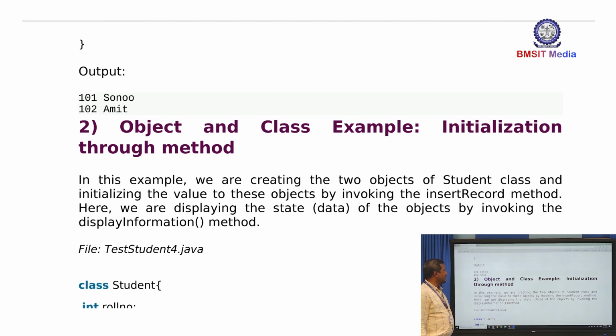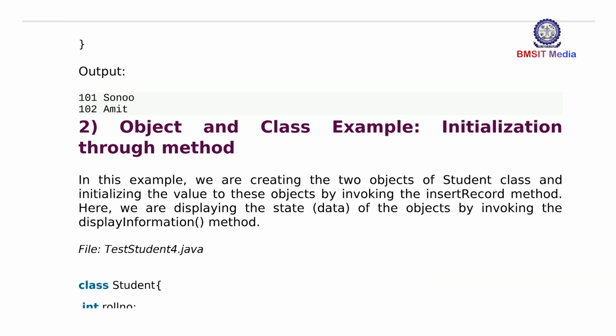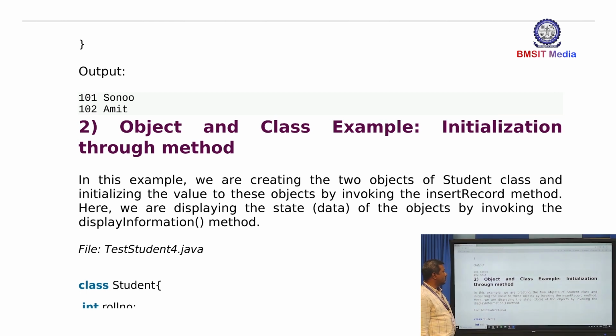The second type of initialization is initialization through methods. Is it possible to initialize the value for the object using a method? Yes, it is possible. In this example, we are creating two objects of the Student class and initializing the values by invoking the insertRecord method. As we call the method insertRecord, the values are automatically initialized for the two objects.